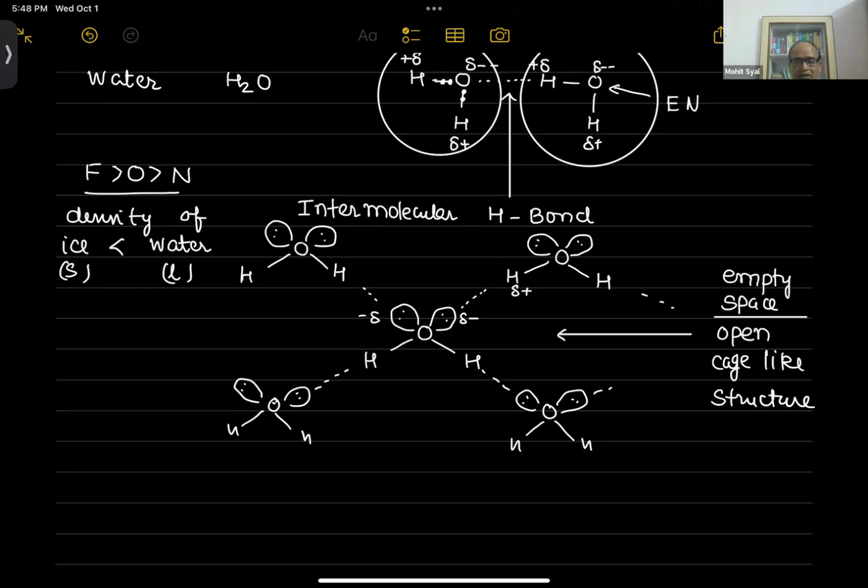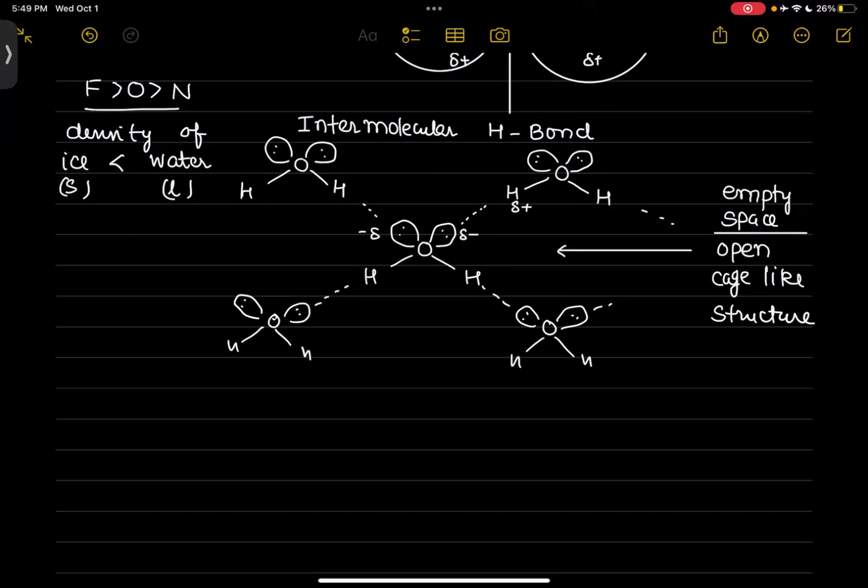So if there is a lot of empty space, what will happen to the density? It will decrease. Yes, absolutely correct. The density will be less. A lot of empty spaces, less density means ice is lighter than water. And if it is lighter than water, it will float on it.